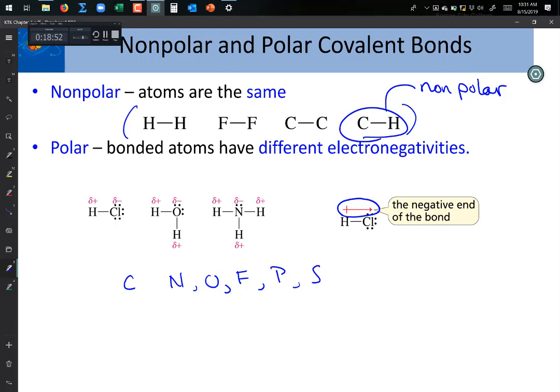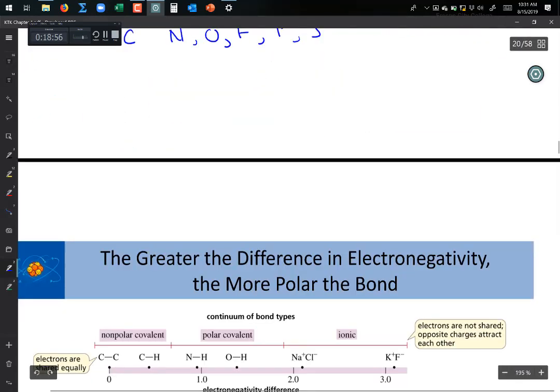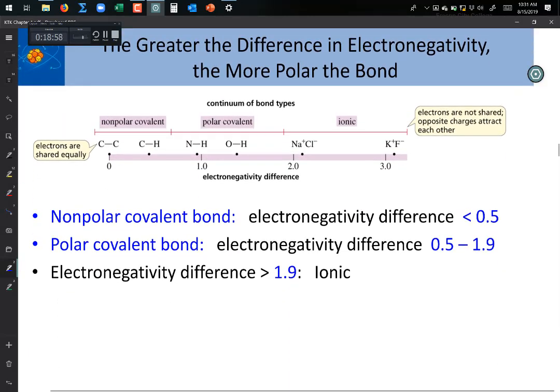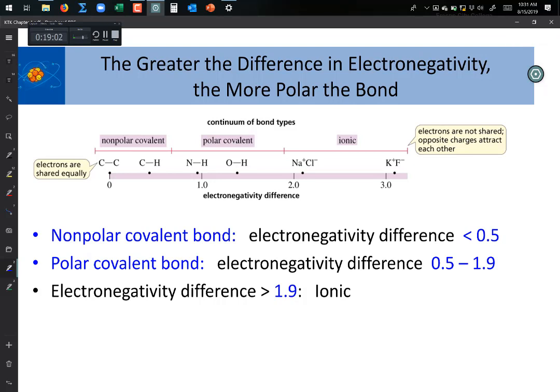So I'm going to scroll a little bit, just for completeness. Non-polar covalent bonds are 0.5 or 0.4 or lower is the way you should say it. And that happens to be non-polar covalent. Polar covalent is basically everything else except for when a metal is involved. And when a metal is involved, it's ionic.